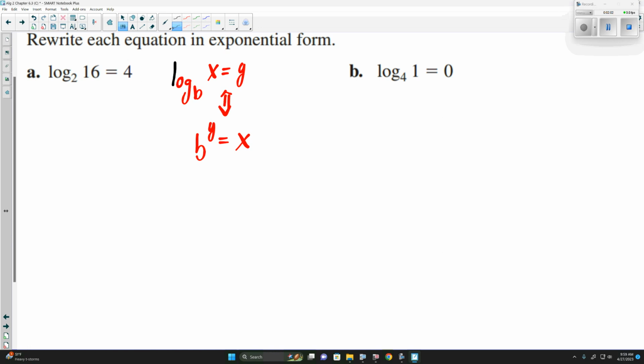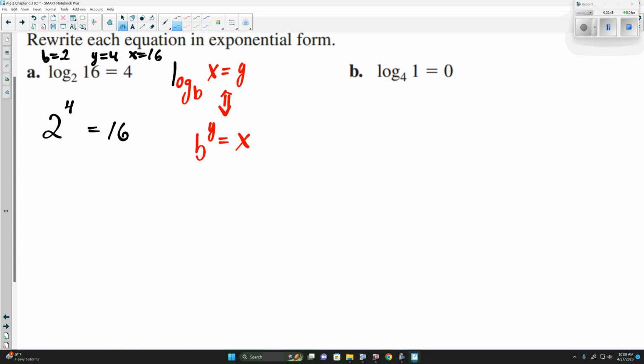Now looking at this first problem, what is the base for this here? What is our b in this case? 2. So the b in this case is 2. What is our y value in this case? y is taking the place of 4, and x is 16. So y was 4 and x is 16. So the exponential for log base 2 of 16 equals 4 would be 2 to the 4th is equal to 16.